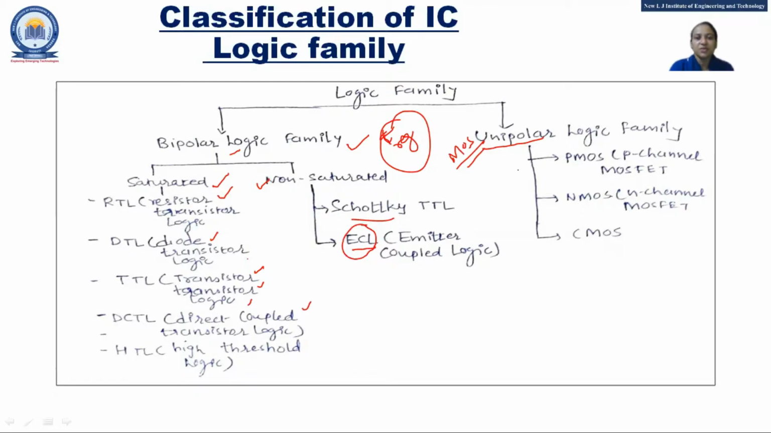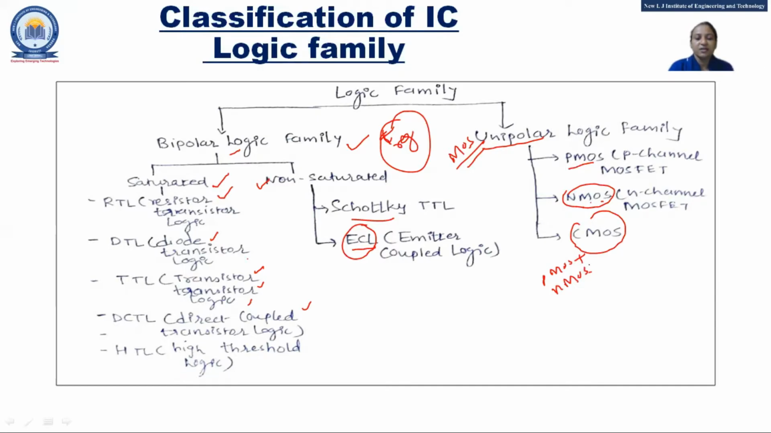The other one is the unipolar logic family. The subfamilies of the unipolar logic family are PMOS, that is P channel MOSFET, based on the metal oxide semiconductor field effect transistor; NMOS, that is N channel MOSFET; and then CMOS, that is complementary MOS, which is a combination of PMOS plus NMOS.